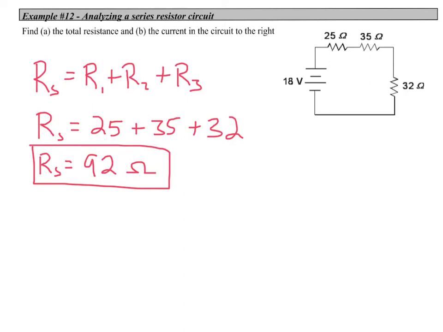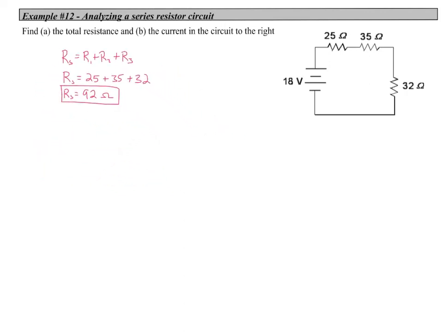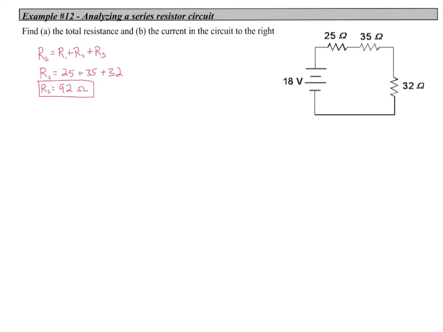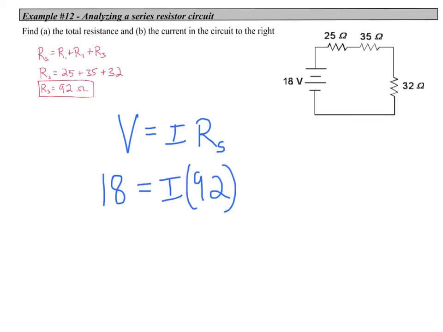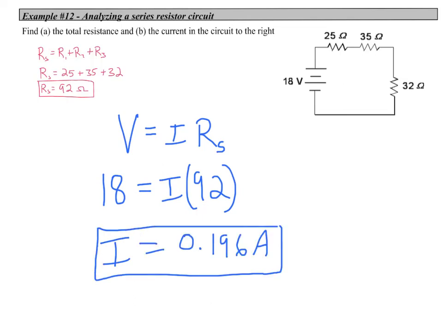Now, in order to figure out the current, though, what are we going to do? What are we going to use to figure out the current? Well, if you guessed Ohm's law, you're right. Since we've got the total resistance of the whole circuit, and we've got the total voltage drop across the whole circuit, we can figure out the current in the entire circuit. So the 18 volts is our voltage drop. Our resistance is 92 ohms. We get a total current of 0.196 amps.